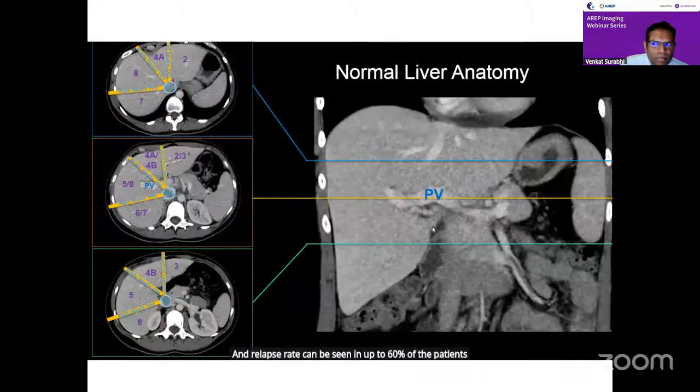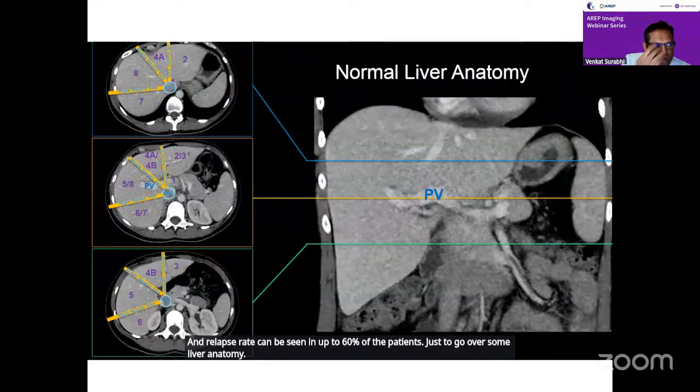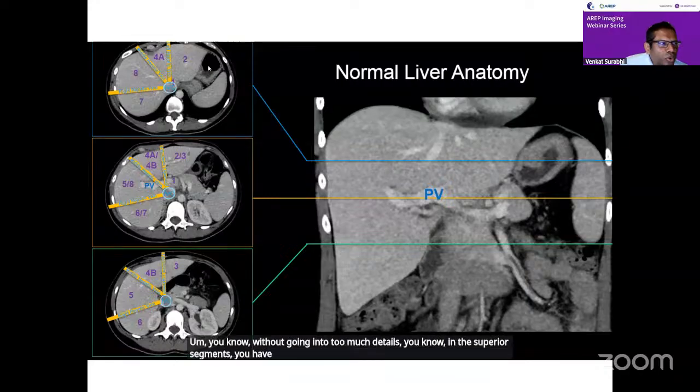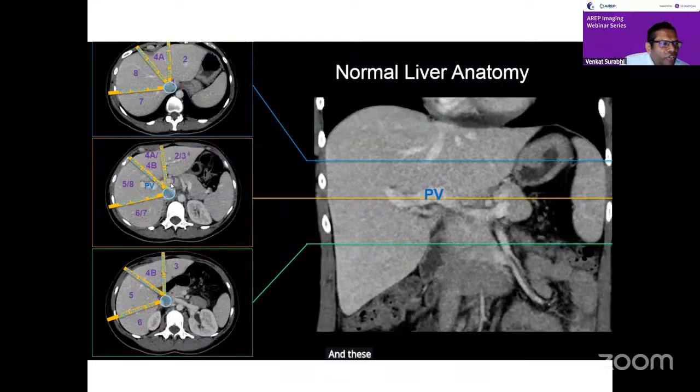Just to go over some liver anatomy, without going into too much detail, in the superior segments, you have segments 7, 8, 4A, and 2 divided by the right, middle, and left hepatic veins. And these are the middle segments that are of the main portal vein.